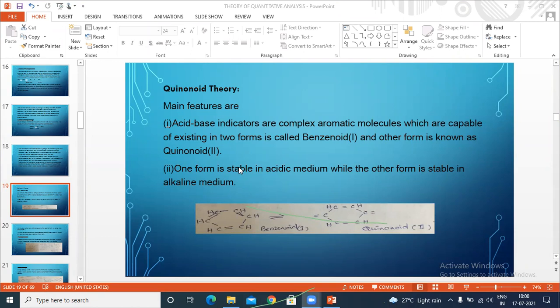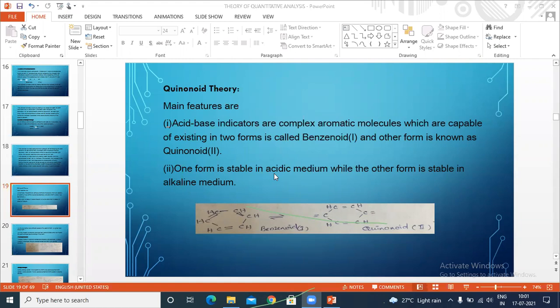Based on quinonoid theory, any acid-base indicator, which has a complex structure, is a complex aromatic molecule capable of existing in two different forms. One is the benzenoid form and the other is the quinonoid form. The quinonoid form has a keto functional group, and in the benzenoid form we won't observe that keto group. That means two carbons with a C double bond O group, that is the quinonoid group. If it doesn't have such a group, then it is the benzenoid form.